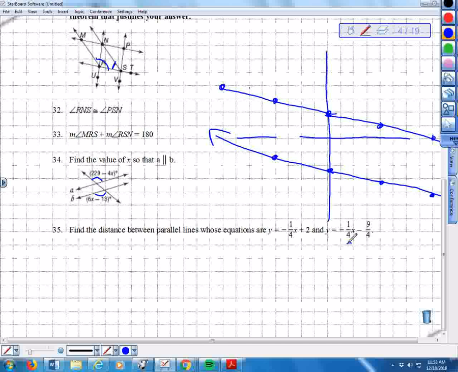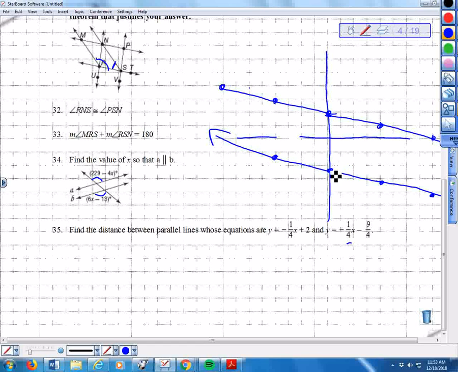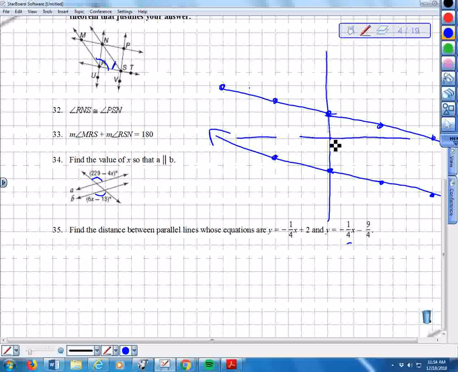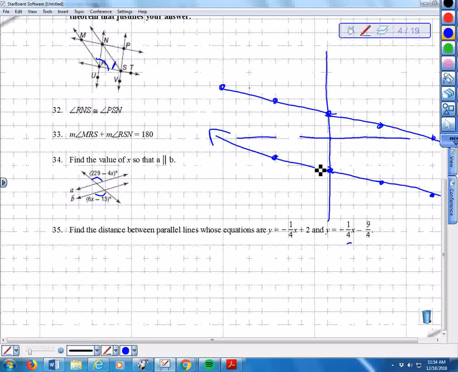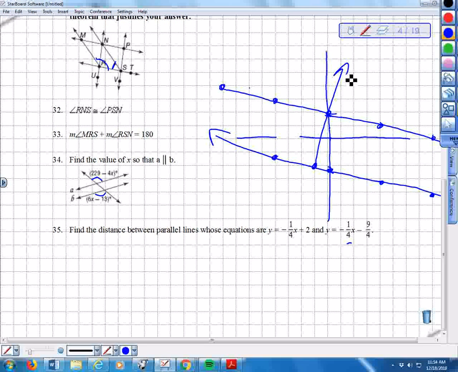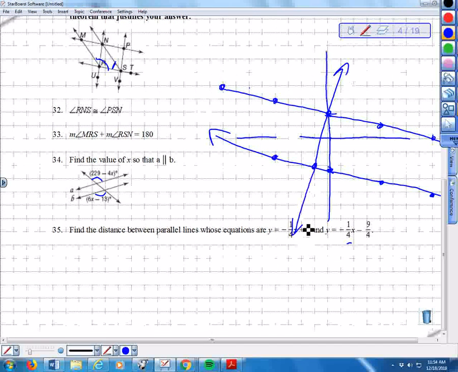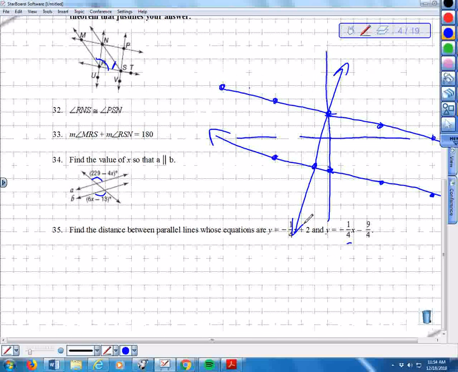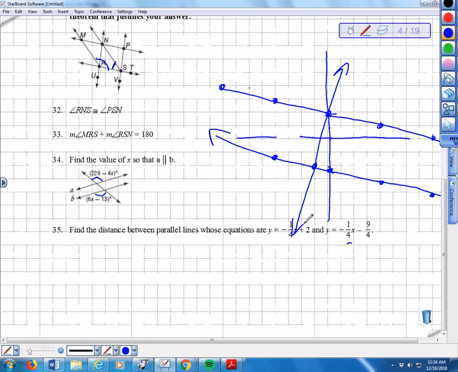Okay? So I can start with any point. I'm going to just start with a y-intercept. Actually, I'm going to start with this one. I'm going to go down 4 over 1. And then draw this line. So I want to find the distance between these two points. That's going to be the shortest distance between the lines.